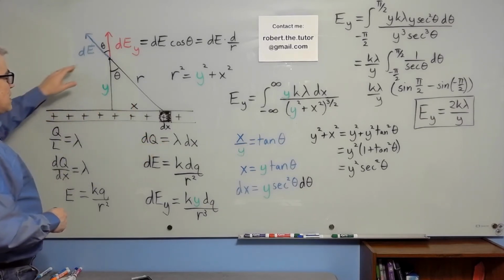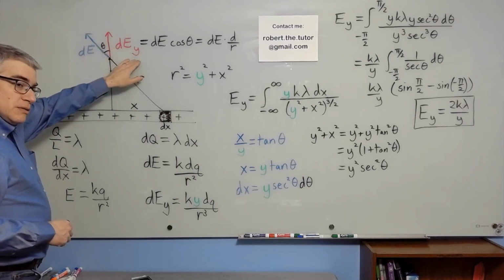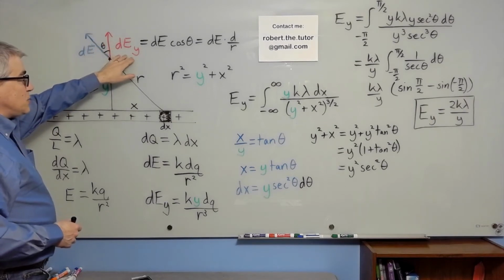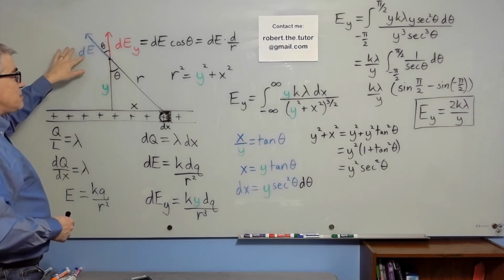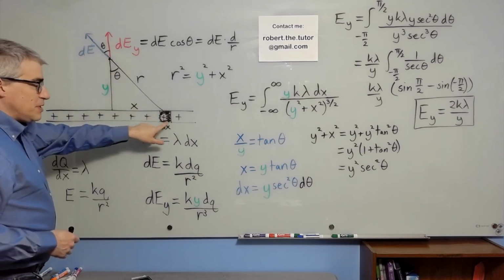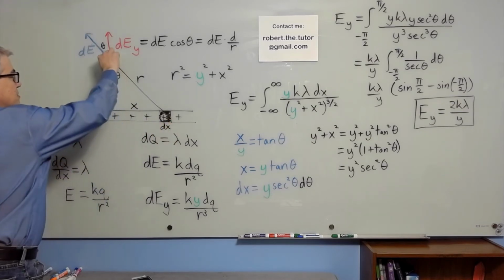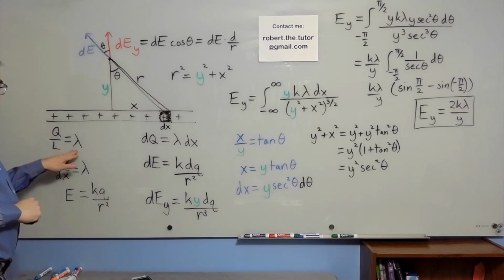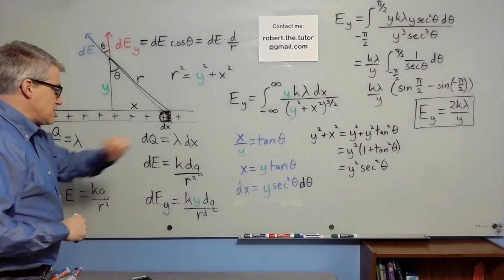So to get the electric field in the y direction, we add up all the dEy's. We integrate that. What is the electric field in the y direction? It's the electric field times cosine theta. But this is a little bit of the electric field due to a little bit of charge, which is related to a little bit of distance or a little bit of angle. And the charge per length we often call lambda. So dq over dx is lambda, so dq is the same thing as lambda dx.